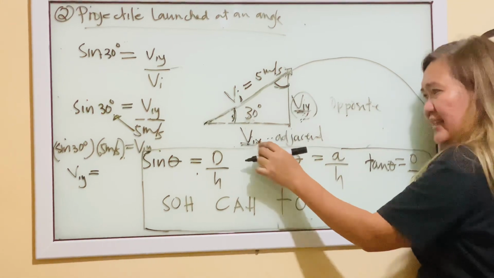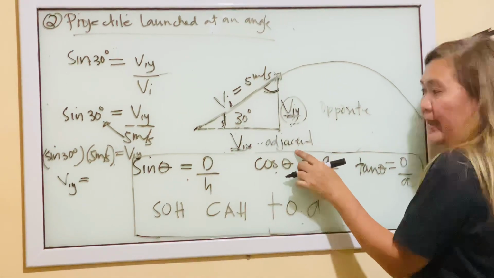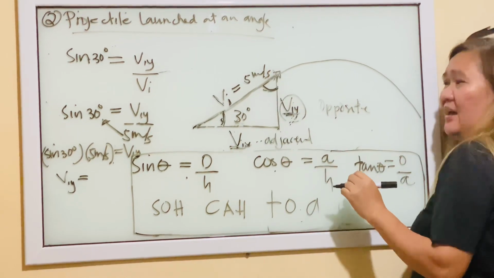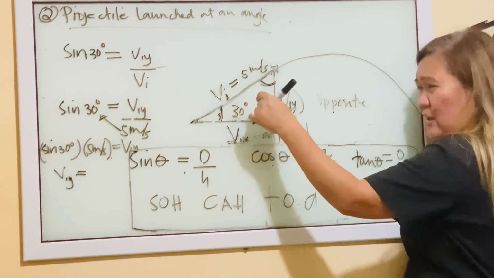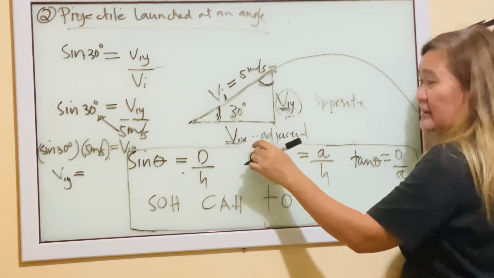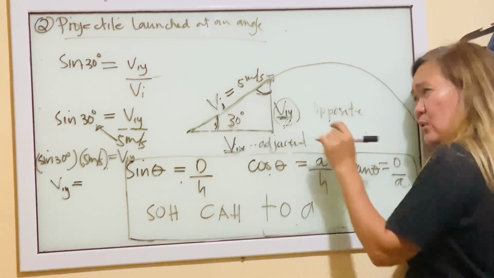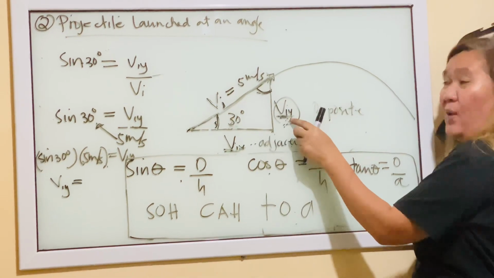V sub IX is nearest to your angle. Adjacent means katabi. So what side is nearest to your 30 degrees angle? What side is nearest to your angle which is adjacent to it? That is your V sub IX. So this one is your adjacent side. Which one is your opposite side? The one that is facing your angle, that is your V sub IY.